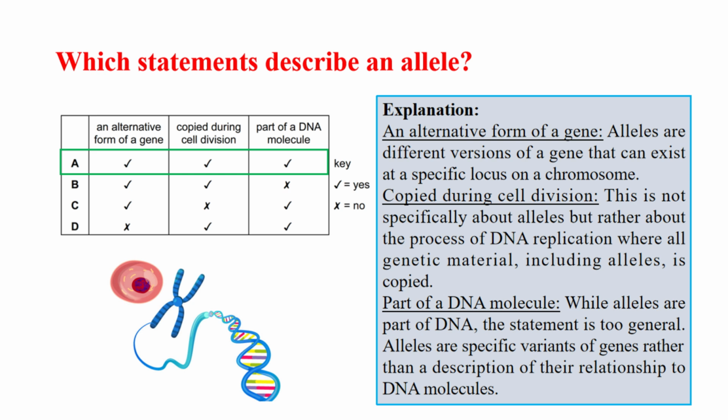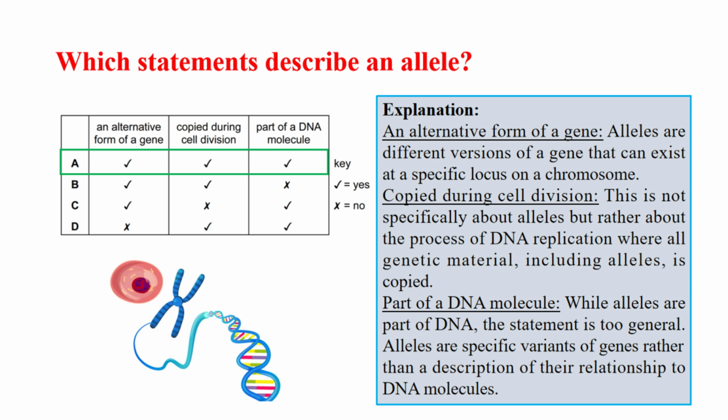An allele is indeed an alternative form of a gene, it's copied during cell division, and it's part of a DNA molecule. Now, let's break it down. Alleles are different versions of the same gene, such as those that code for blue or brown eyes. Because they are made of DNA, they are part of the molecule, and they are copied every time a cell divides to ensure the genetic information is passed on.